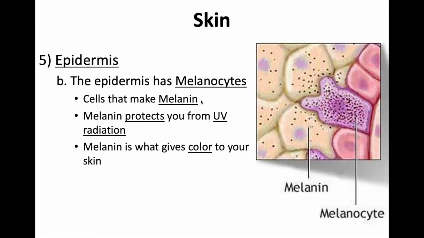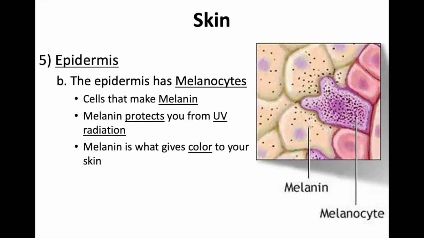Melanin is a special protein called a pigment. Its only job is to be a color. That's all pigments do. They're just colors. And this color happens to be brown. Brown does a very good job of protecting you from UV radiation. It is a natural sunblock. So the darker your skin tone, the more melanin you have, the safer you are from UV radiation.